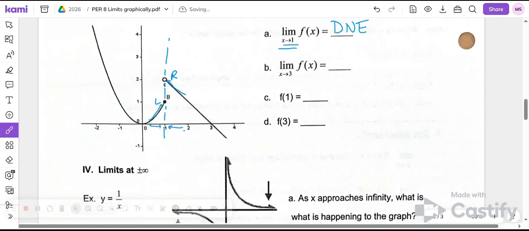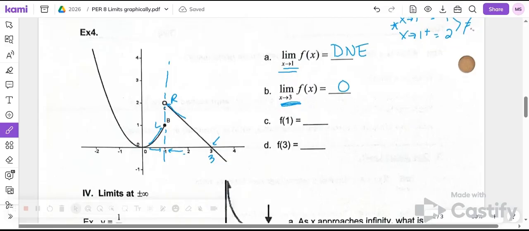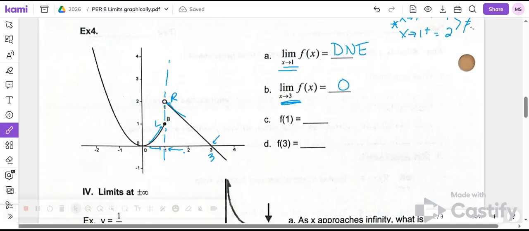All right, so now go to 3. Ask yourself the question, where's my graph at 3? 0. Just 0, because nothing crazy is going on. When you have a break in the graph, that's when you have to be careful. What do you think f of 1 will be? Beautiful. F of 3? 0.